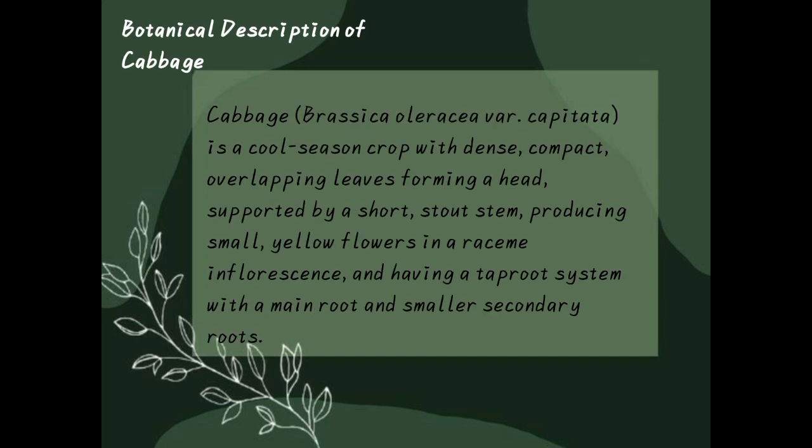Botanical description of cabbage. Cabbage or Brassica oleracea var. capitata is a cool season crop with dense, compact, overlapping leaves forming a head supported by a short stout stem, producing small yellow flowers in a raceme inflorescence and having a taproot system with a main root and smaller secondary roots.